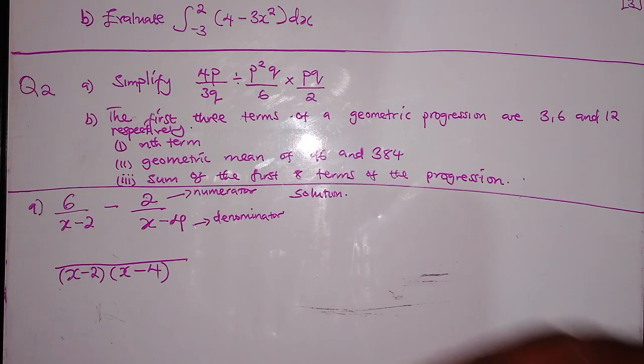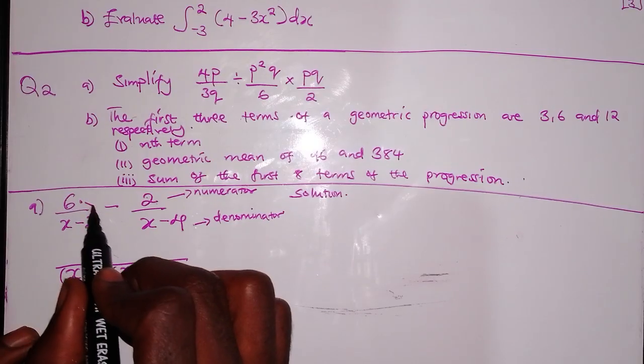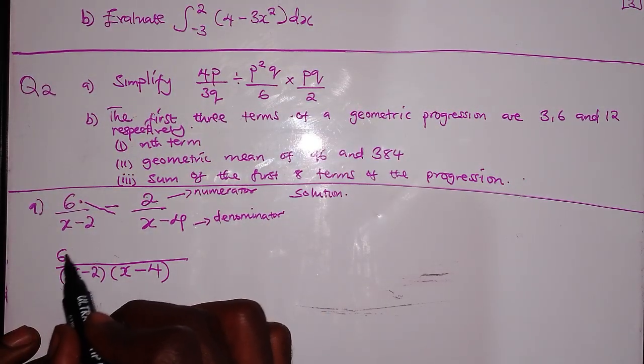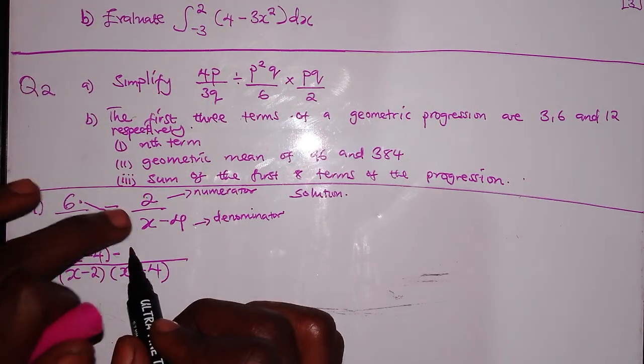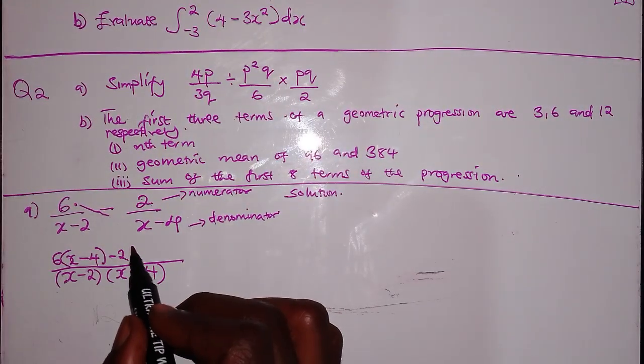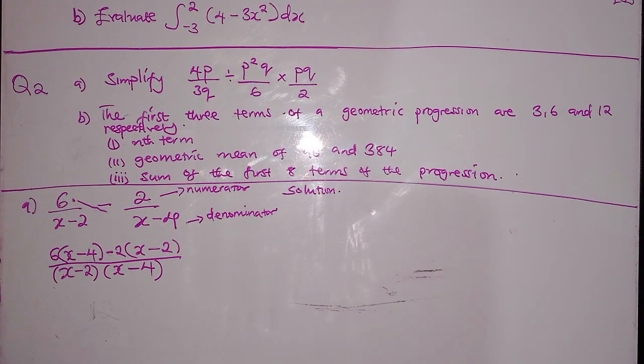But I have a trick for you which can help you to solve this question fast. Instead of dividing, you just cross multiply. You say 6 times x minus 4. Then you pick again minus 2 times x minus 2. So our step is done. We have made the question into a single fraction, but the question is saying you have to leave it in its lowest term. So we are not done, we are moving on.